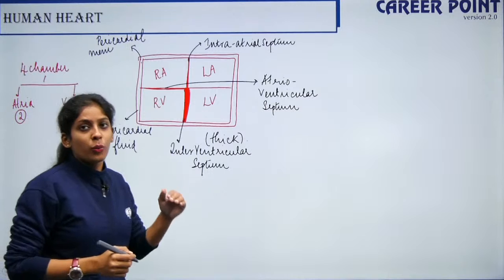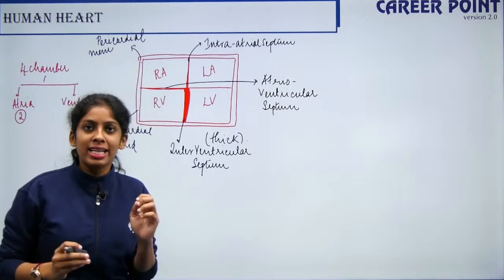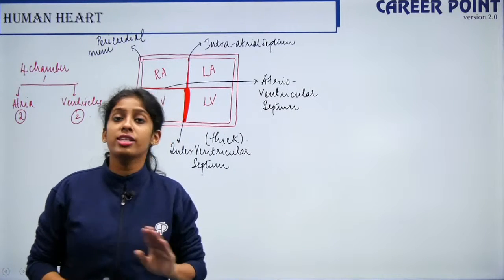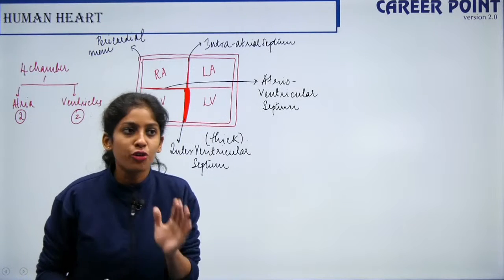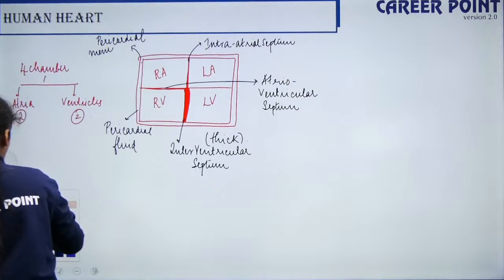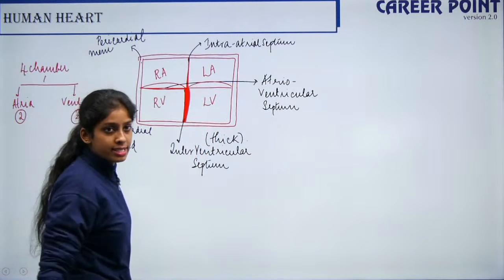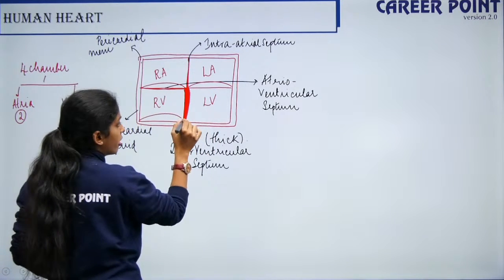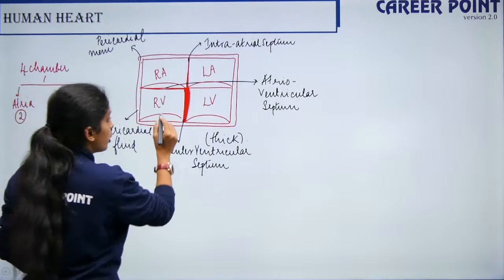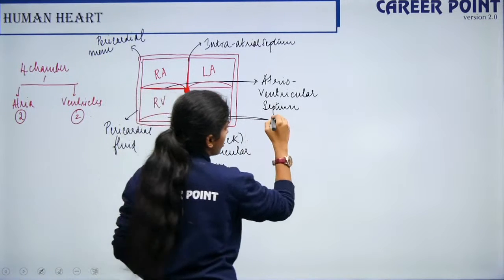We have valves in the heart to prevent backflow. Suppose the kidney is sending deoxygenated blood to the heart; it should not come in the reverse direction. That is wrong, a malfunctioning of your body. To prevent the backflow, there are valves present in your heart. There is a valve present here, another here, another here, and another here. What are these valves called? The valves beneath the ventricles both have the same name.